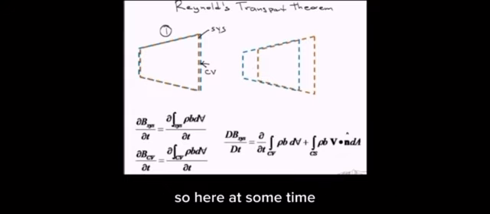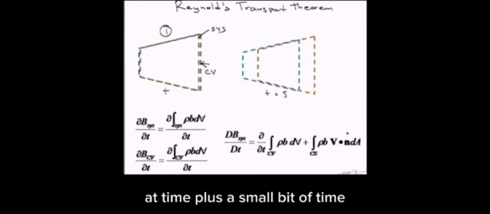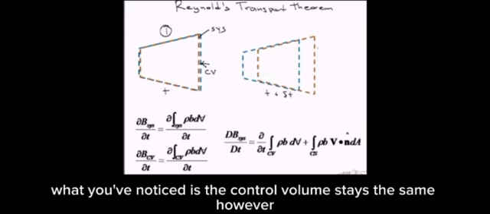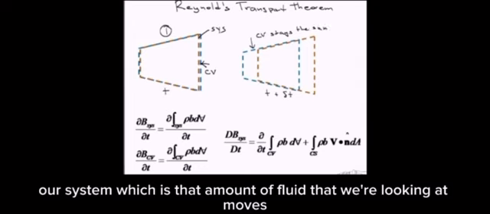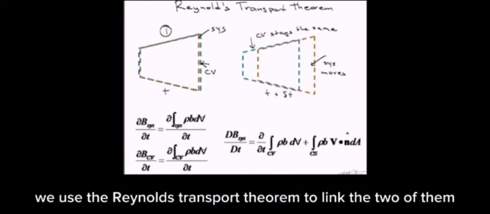So here at the same time, both the system and the control volume take up the same space. However, at time t plus a small bit of time, you notice the control volume stays the same. However, our system, which is that amount of fluid that we're looking at, moves. And so what we do is use the Reynolds transport theorem to link the two of them.